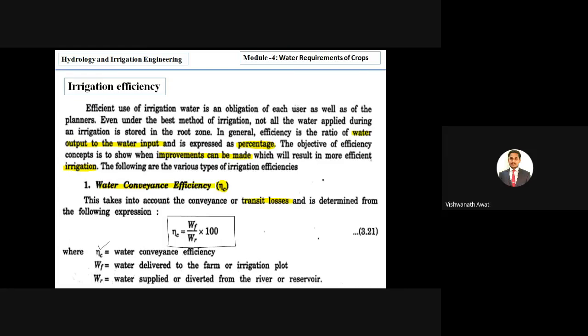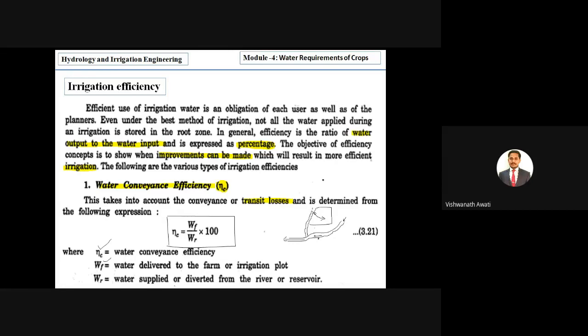Correct. So we know what eta C means. It is water conveyance efficiency, and WF is water delivered to the farm. If you take the diagram, for example, it is a stream and water is flowing. This water is diverted with the help of a canal, and this water is used for agricultural land. So WF is water diverted to the farm. This is agricultural land and the water is diverted to the farm.